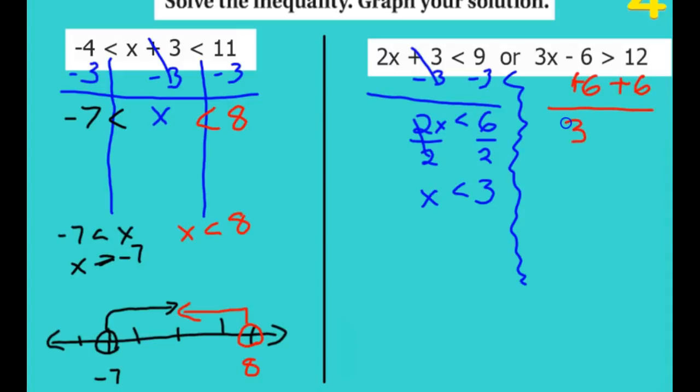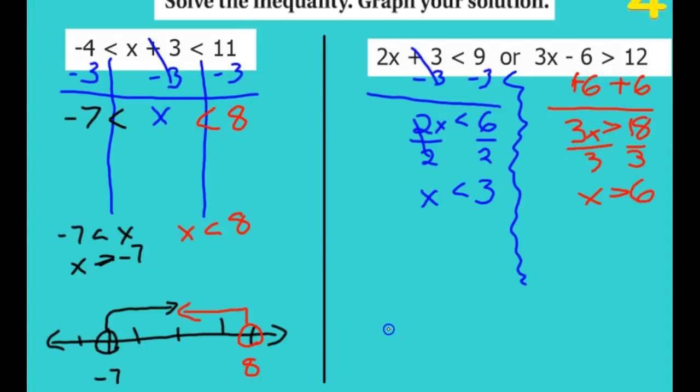What we're left with is 3x is greater than 12 plus 6, which is 18, divided by 3. So x is greater than 6. So here are our two inequalities that we need to graph.